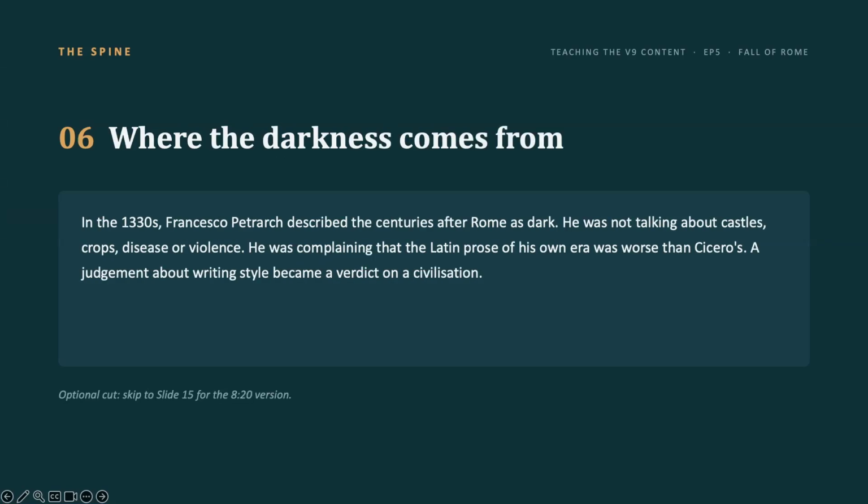The darkness gets named much later by a poet. In the 1330s, Francesco Petrarch describes the centuries after Rome as dark. He's not talking about castles or crops or disease or violence. He was complaining that the Latin prose of his own era was worse than Cicero's, a judgment about a writing style that became a verdict on an entire civilization.